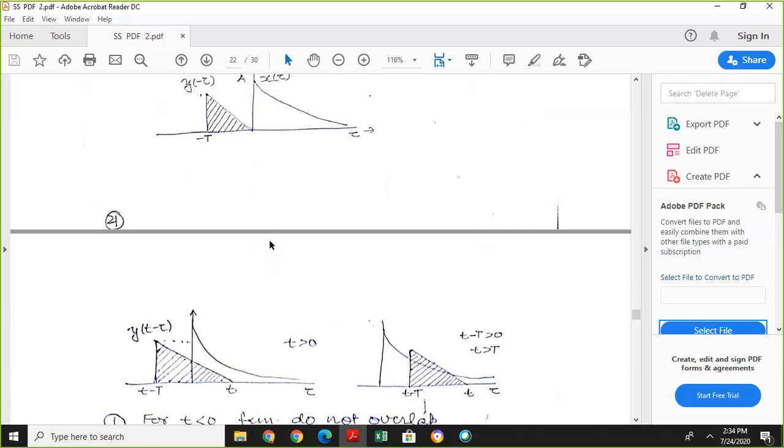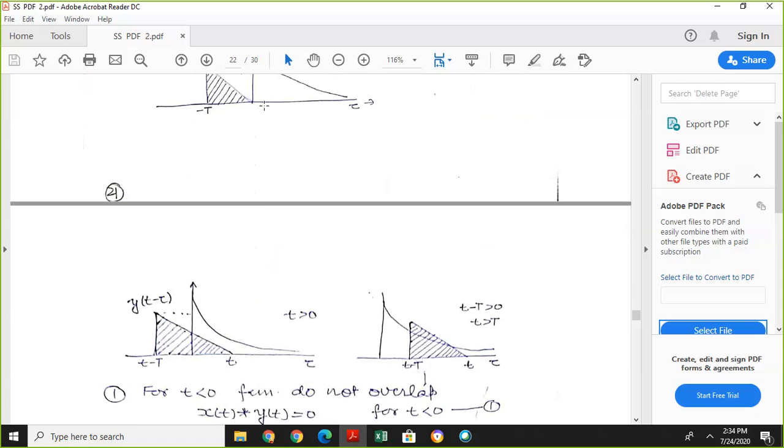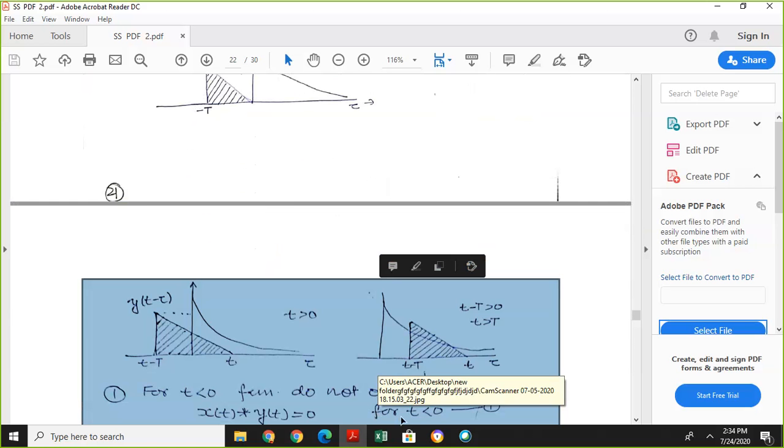When small t is in this region, means t is less than 0, the functions do not overlap, so the convolution is 0 and we get output 0 when t is less than 0.